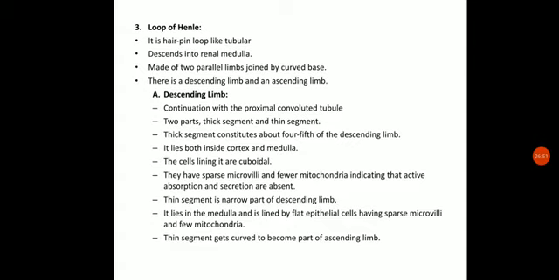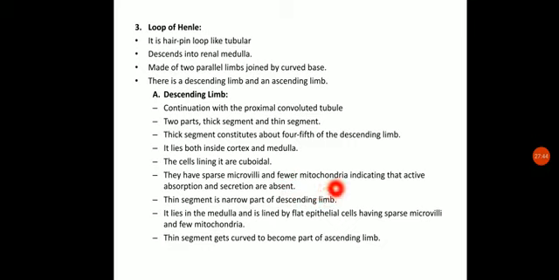The lining cells are cuboidal and hence responsible for absorption particularly. They have sparse microvilli, so microvilli are present but not as many as in the PCT, which has higher microvilli. They also have fewer mitochondria because they are not responsible for active transportation. It is basically the opposite of the PCT, where mitochondria and microvilli were high because it was absorbing things actively. Here they would not require energy for absorption.